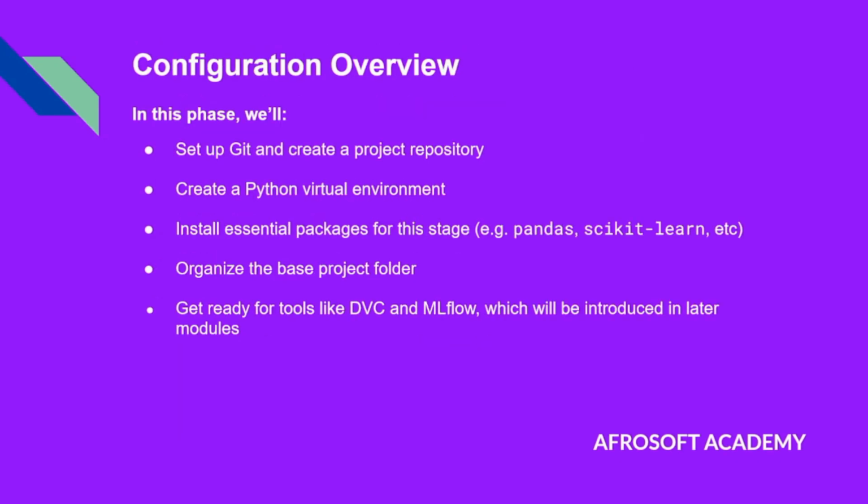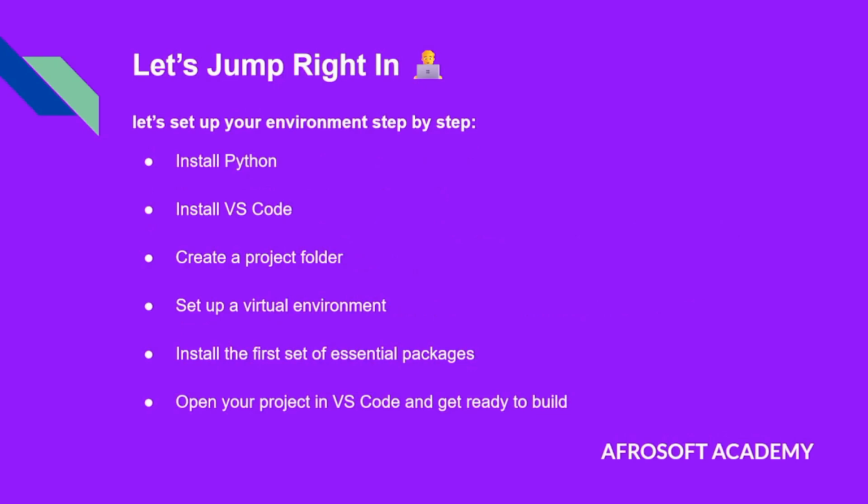Okay, let's proceed. Let's deal with the configuration overview now. In this phase, we'll set up Git and create a project repository. We're going to create a Python virtual environment. We're going to install essential packages for this stage, which would include libraries like pandas, scikit-learn, etc. I'm going to take you through them all. So don't worry. We're going to organize the base project folder. Lastly, I need you to get ready to use tools like DVC and MLflow, but these will only be introduced in later modules. All right, let's jump right into this.